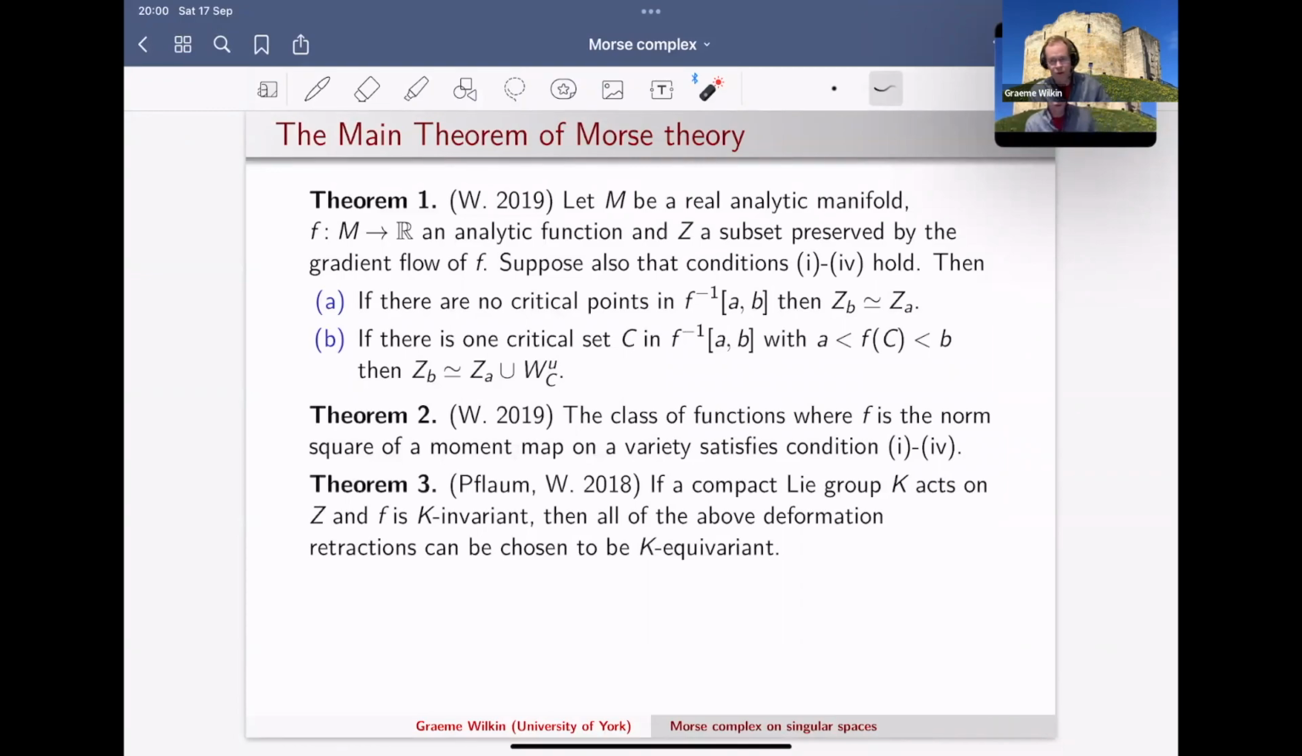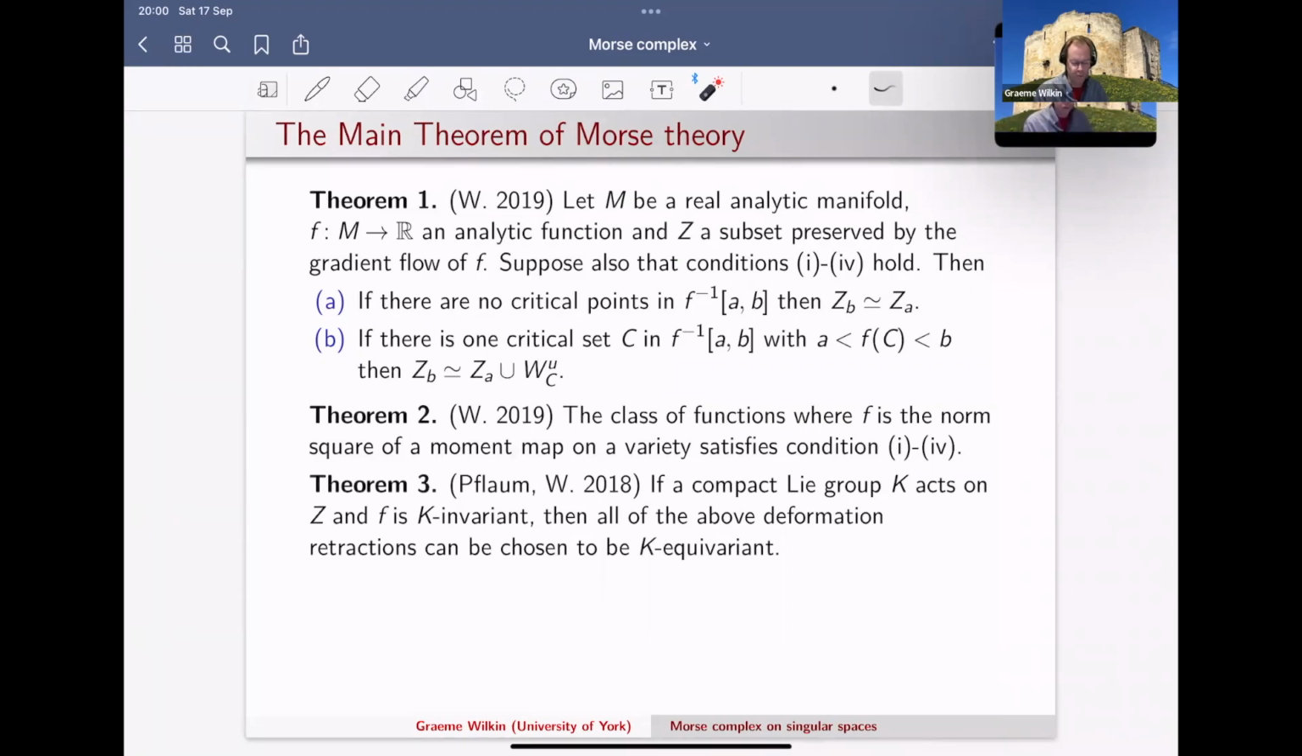So that's nice, but you can prove anything if you attach enough conditions. So of course you could just make the conditions really strong, and then your theorem would be true but useless because there are no examples. So theorem 2 says there actually are a large class of examples on which this theory works. So in particular, the norm square of a moment map on a variety satisfies these conditions.